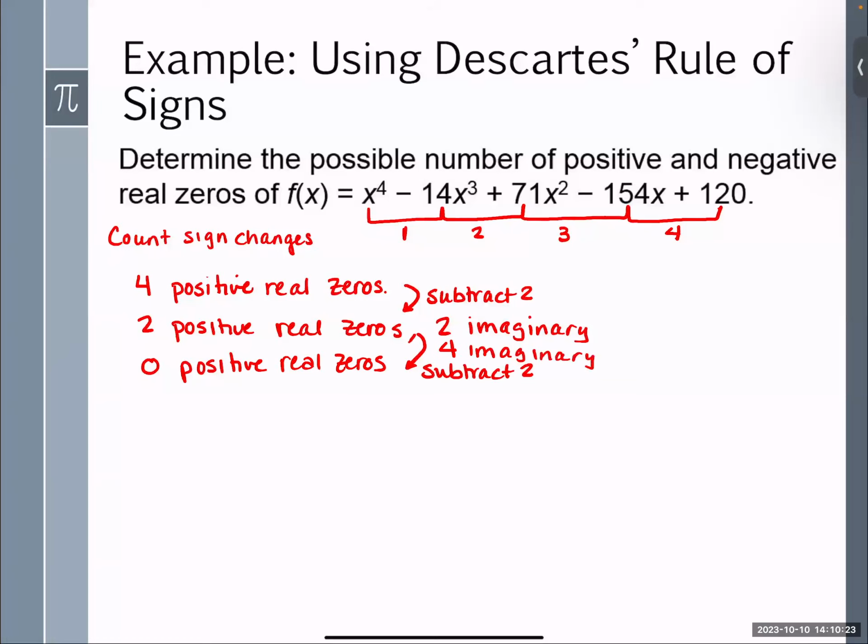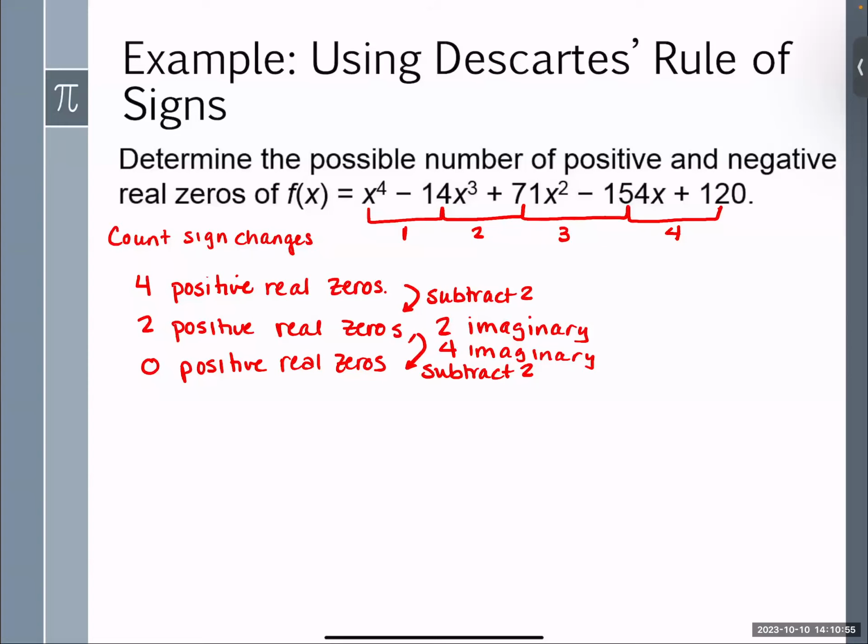So based on the number of sign changes of this function, you could have 4 positive real zeros. They could all be positive and they could all be real. Or there could be 2 positive real zeros and the other 2, maybe they're negative, maybe they're imaginary, I don't know, but they're not positive. Or I could have no positive real zeros and they could all be negative. I'm going to check that out in just a second. Or they could all be 4 imaginary zeros.